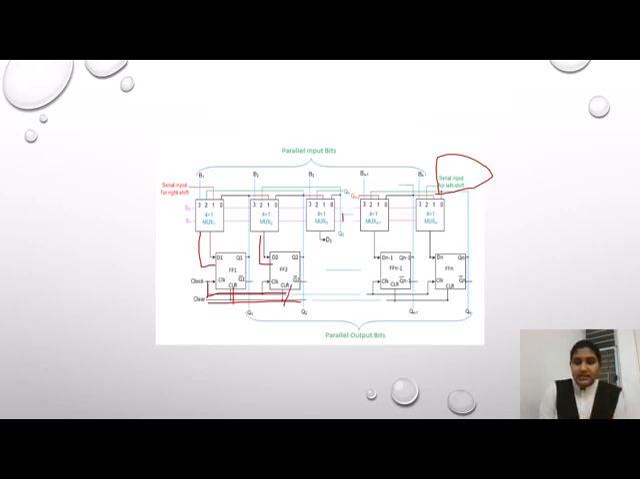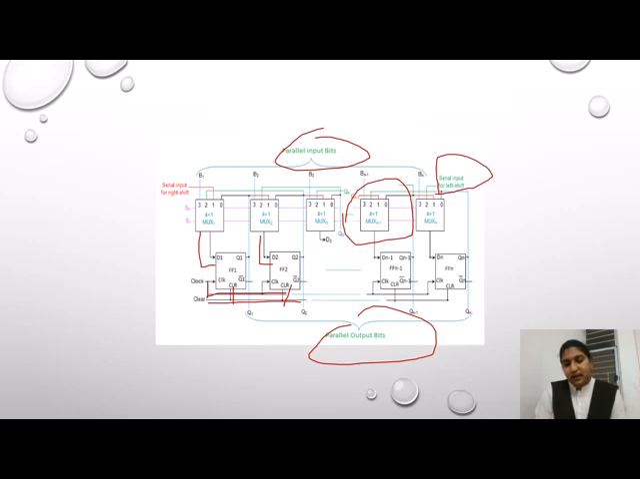Here also the same procedure. The output is connected to one end, and this output is also connected to one end. A clock for both the flip-flops and a clear for both flip-flops. These are the parallel output bits and parallel input bits: Q1, Q2, Qn minus 1 and Qn as B1, B2, B3, Bn minus 1 and Bn. Thank you. This is the end.